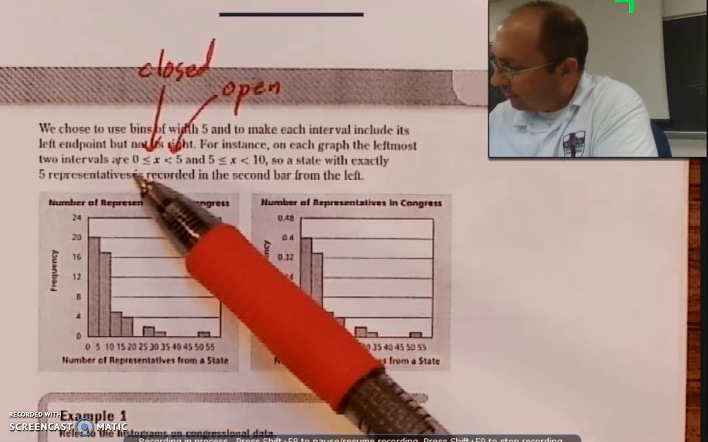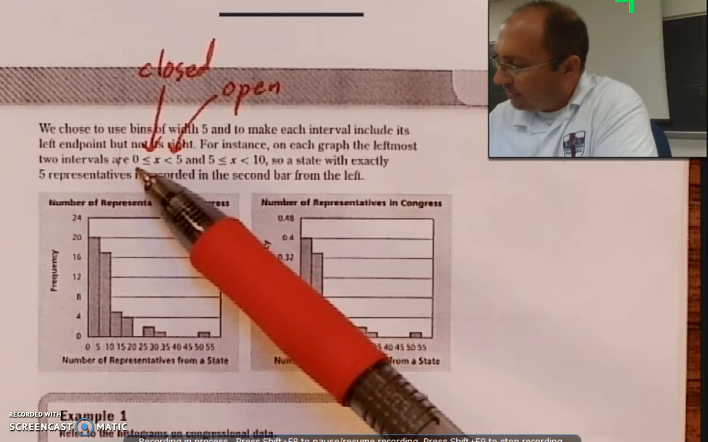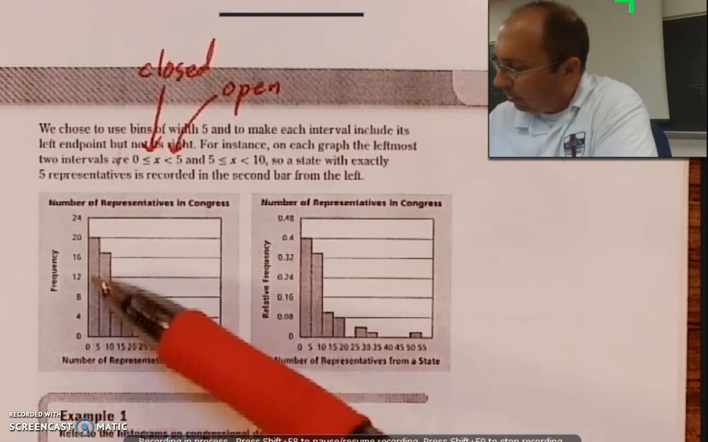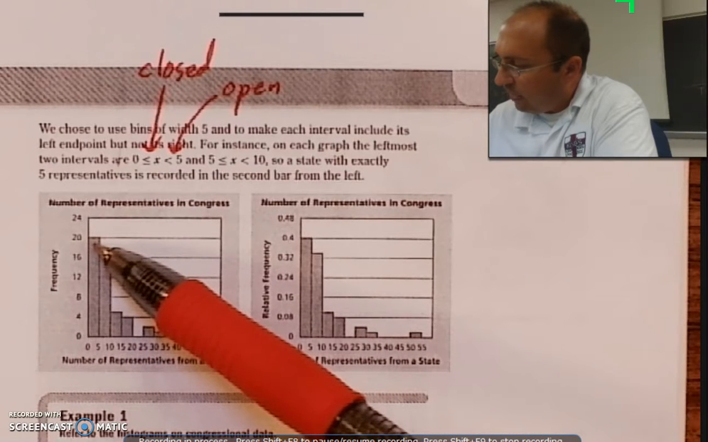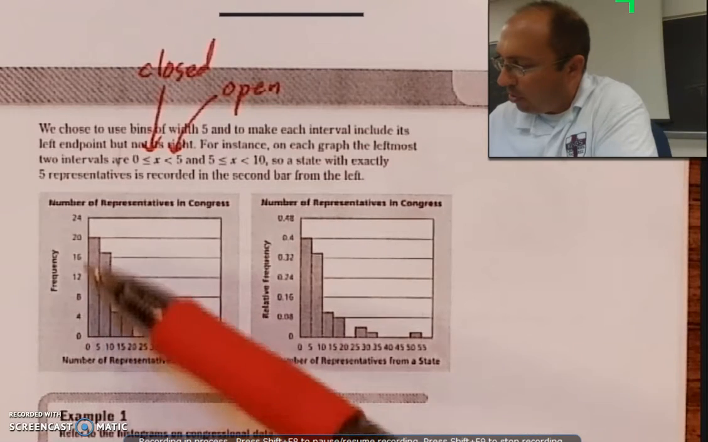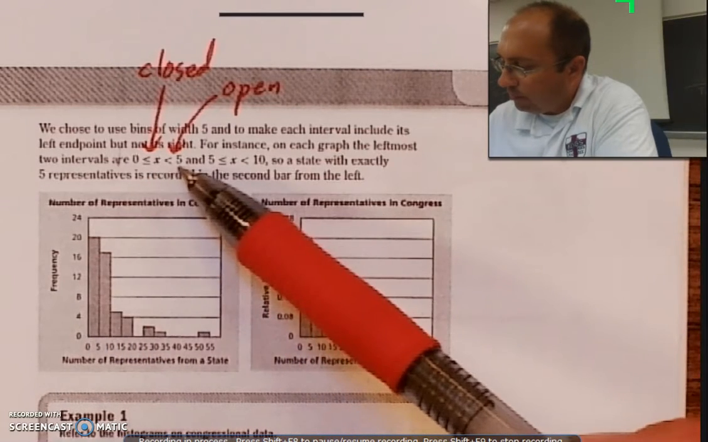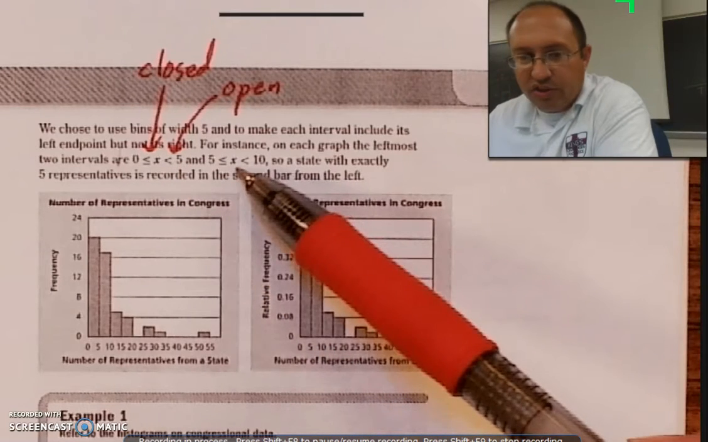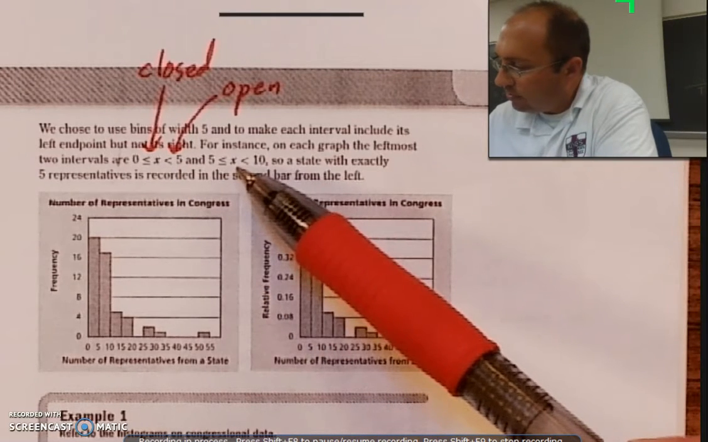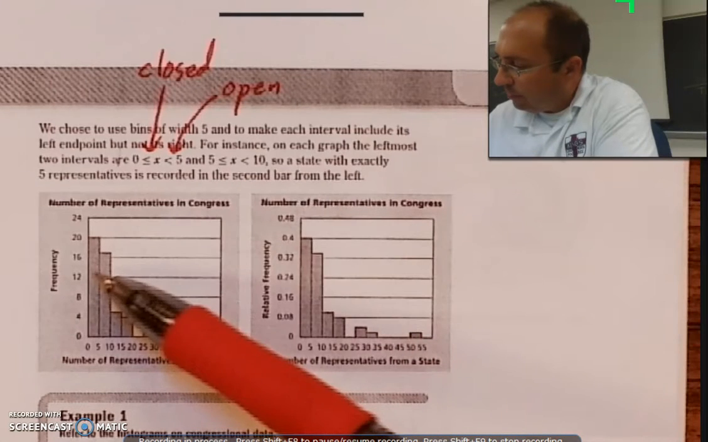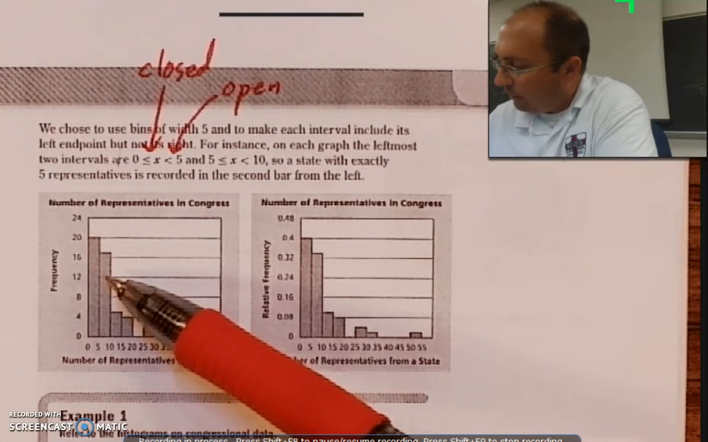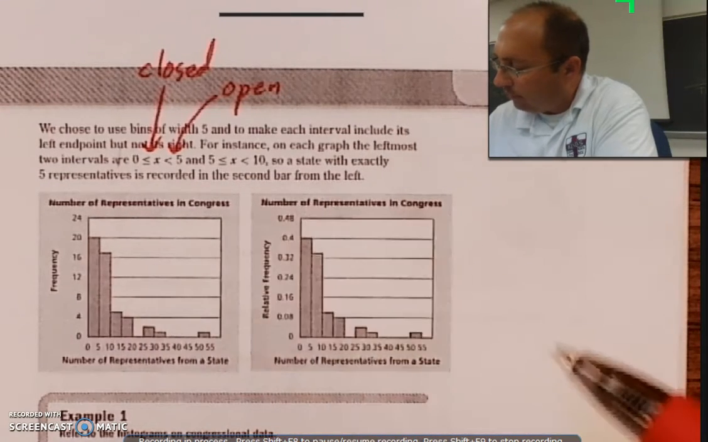So for instance, if the number is 0, it fits in this bar. But if it's 5, it will not fit in this bar, because 5 is not included in this interval. So 5 would go to the next interval, because it is included in that. So if something was an actual number of 5, it would fit in the next category.